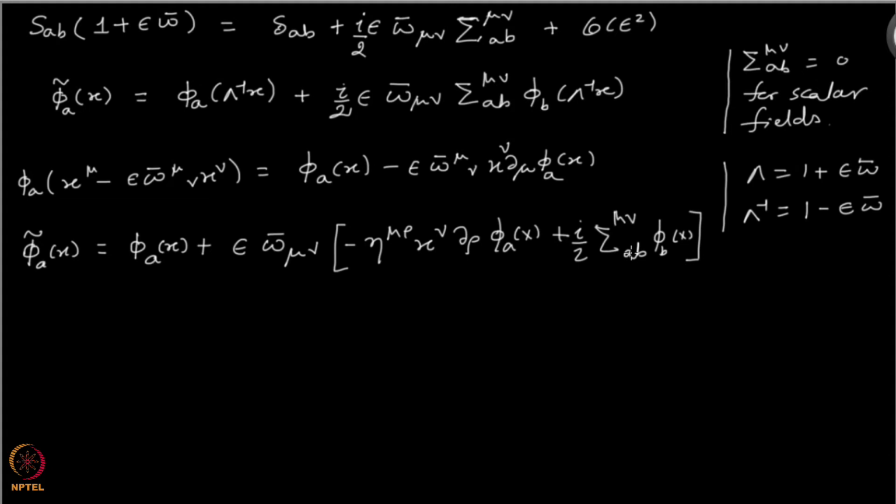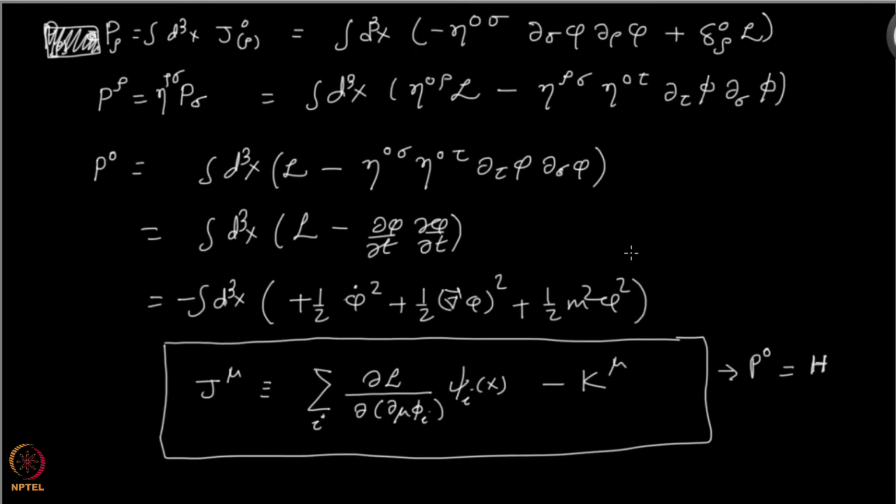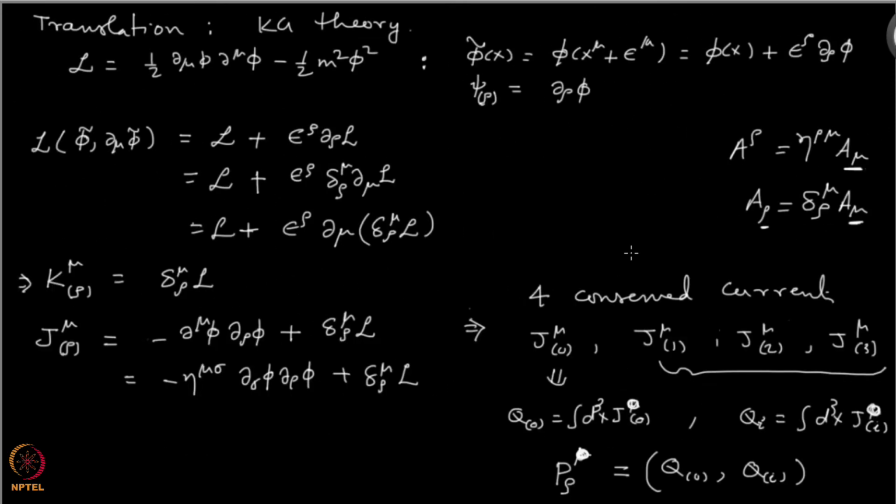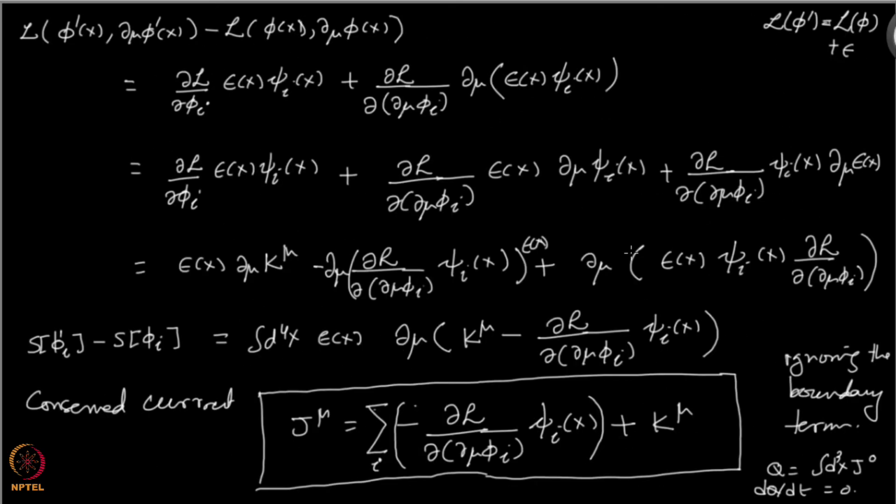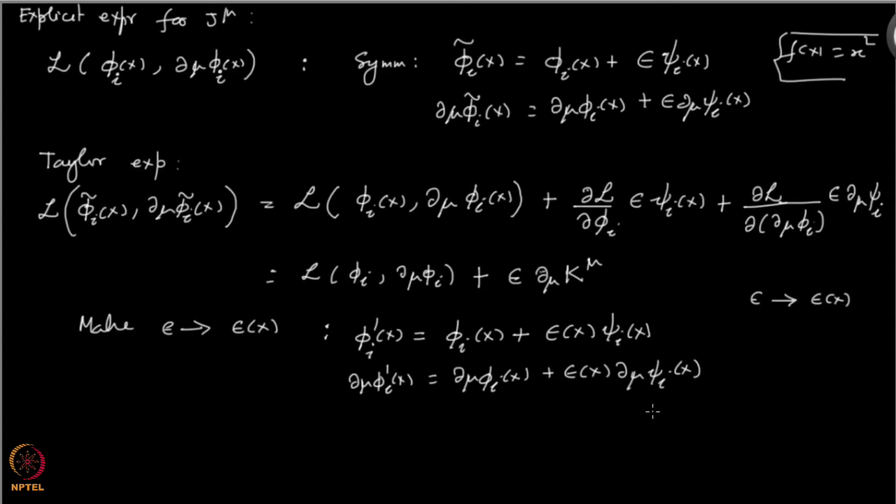So what are the things which I need to find the conserved current? Let's go back and check. Yes. So to find the conserved current, I need to know psi i of x, which is just the change in the fields, that I have already figured out. And the second thing which I need to find out is k mu. And what is k mu? Let me remind you, I think it was on the previous one. Yeah, k mu is this piece.